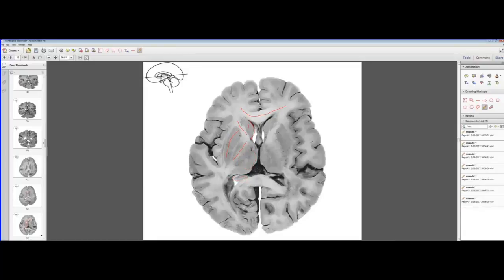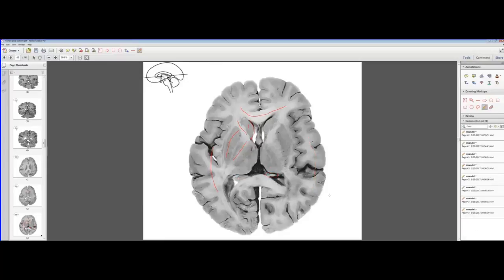So the fornix goes from the hippocampus to the mammillary bodies. It's a white matter tract. So this side is more ventral than this side. This is where the fibers come off of the hippocampus. Just underneath this would be the hippocampus, but these are the fibers. So this is the fornix, actually.